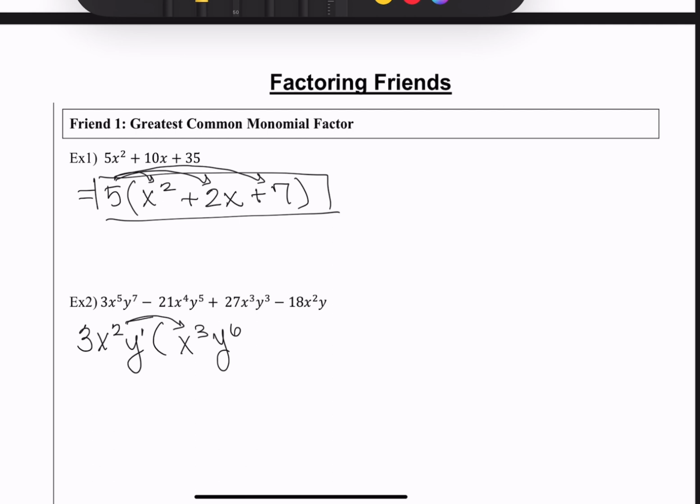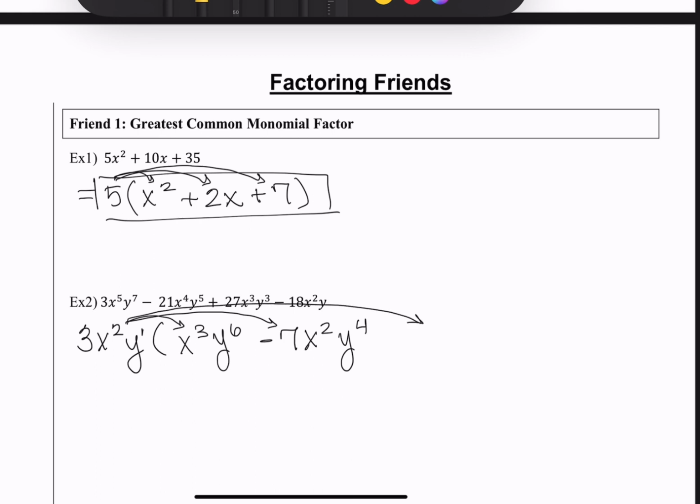Next term. What am I going to multiply by to get this negative 21x to the 4th, y to the 5th? Let's break it up by coefficient first. So 3 times what gives me negative 21? That's right, negative 7. All right. X squared times what will give me x to the 4th? All right, well, we're going to do x squared because x squared times x squared is x to the 4th. Okay, and then y to the 1st times what will give me y to the 5th? Y to the 4th.